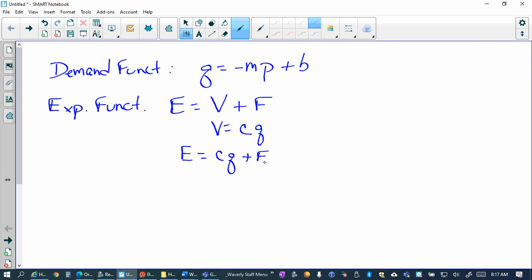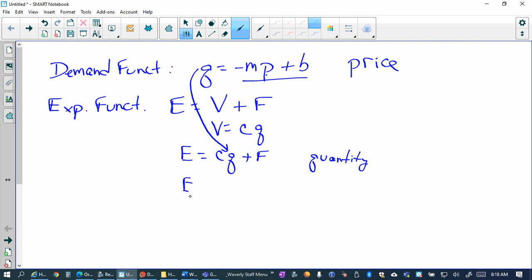And so this is in terms of quantity, right? The demand function is in terms of what? Price, right? Okay. And then at some point, they were asking, find the expenses in terms of price, right? Well, here's my expense function in terms of quantity, but I want to have a P in there instead of a Q, right? So I took what this Q is actually equal to, right?